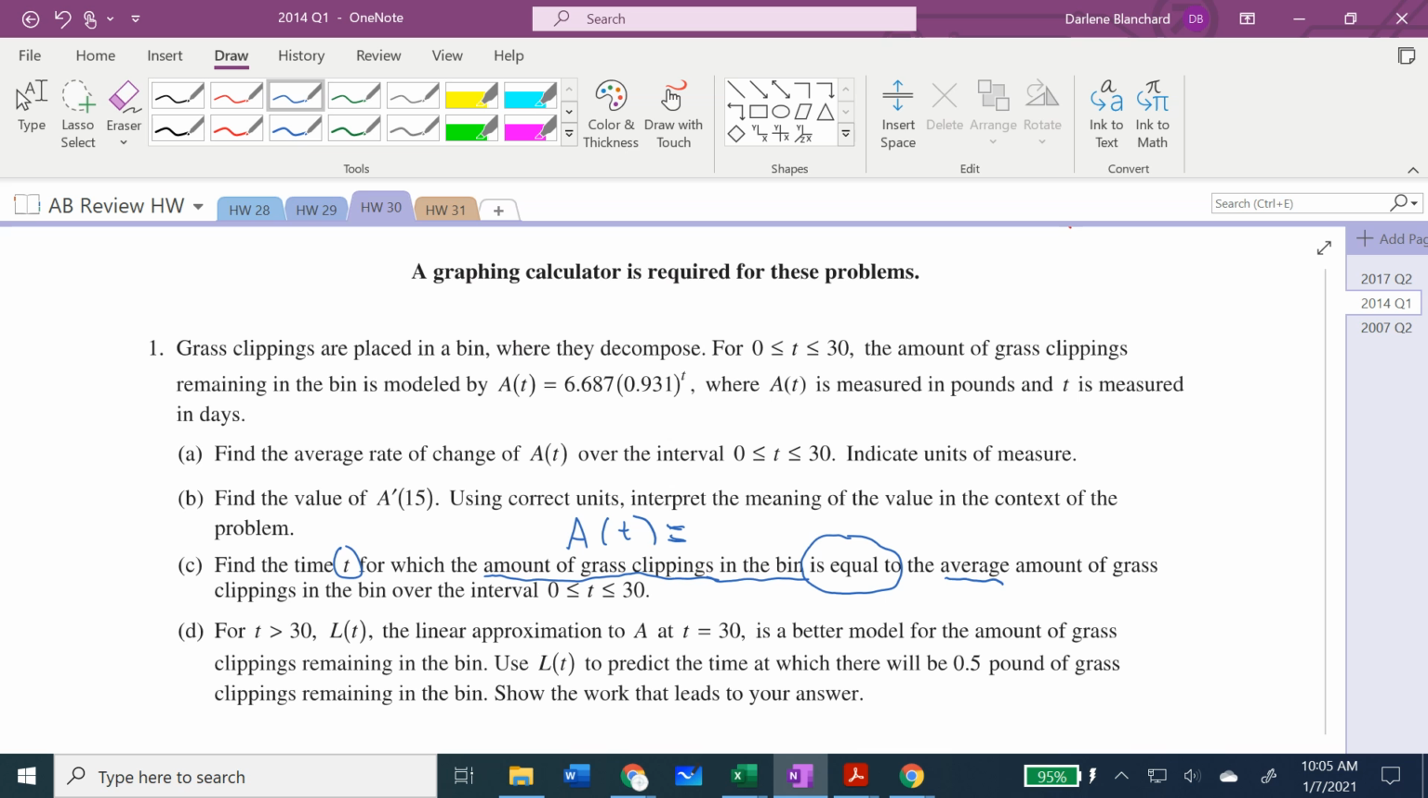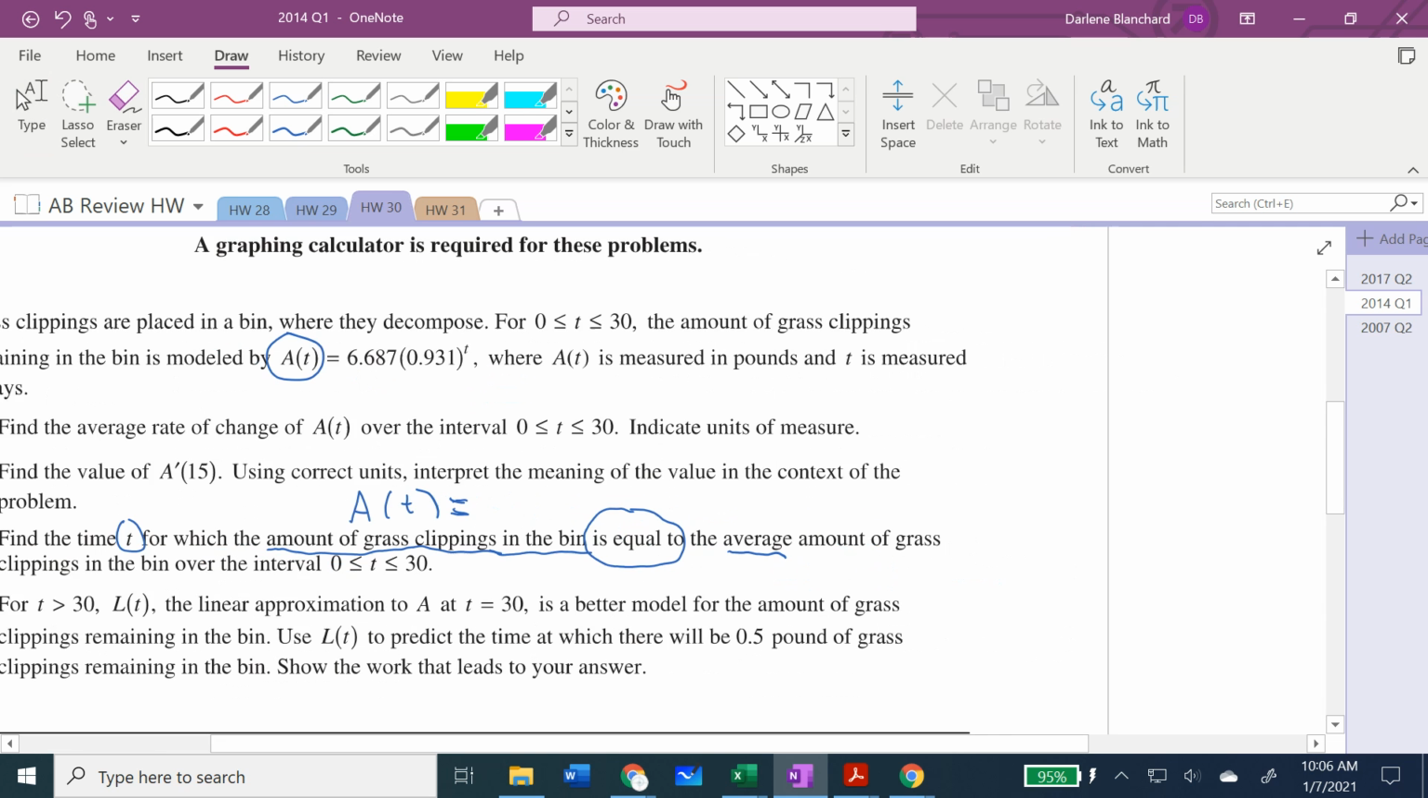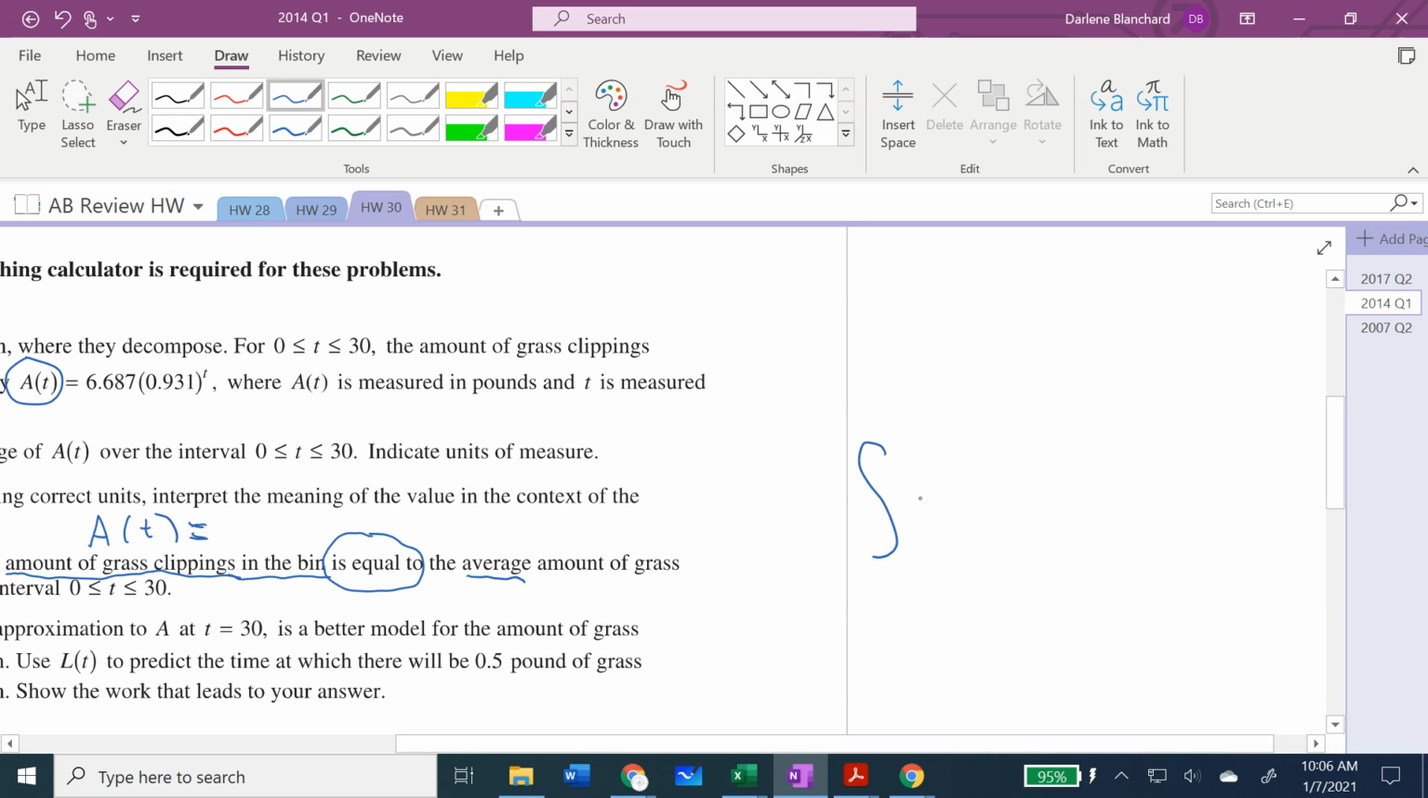When the word average shows up, it's either you're doing average based on a slope formula or average based on integrate the function and divide by the length of its interval. If you have the function that you want the average value of, you're going to go the integration direction. It wants average amount of grass clippings. You have amount of grass clippings. So you will integrate that function from time 0 to time 30 and divide by the length of the interval.